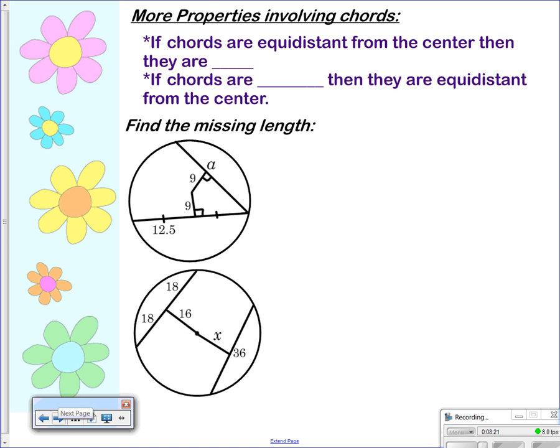All right. So we've got some more properties that we're going to look at. And these two pictures should be pictures that you cut out. So we've got some if-then statements that we're going to look at. And if you remember back to way at the beginning last semester, we spent a whole chapter talking about these if-then statements. So the first one says, if chords are equidistant from the center, then they are congruent. That's what's going to go in the blank. I'm just going to use our congruent symbol.